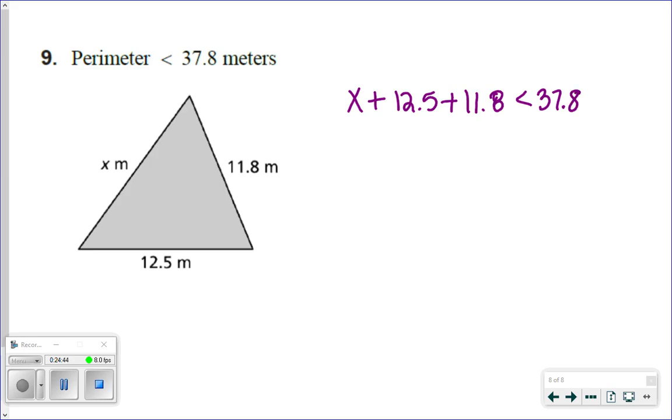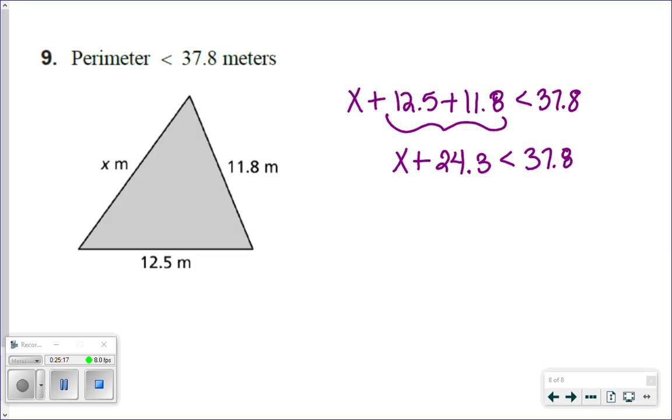So perimeter is the sum of all sides equals perimeter, and in this case, we want the sum of those three sides to have a perimeter that is less than 37.8. And so now we just simplify like we did earlier. I can combine those constants there. So if I add the 12.5 and the 11.8, I believe that gives us 24.3. So now we simplify it a little bit like we did earlier on the previous examples, make it easier to work with. And then we use those inverse operations.